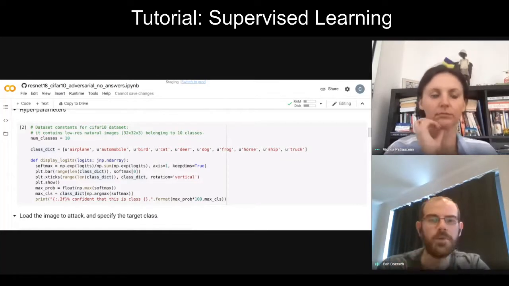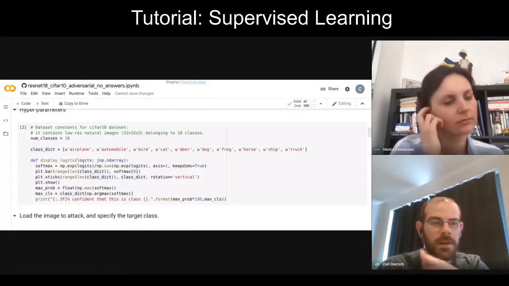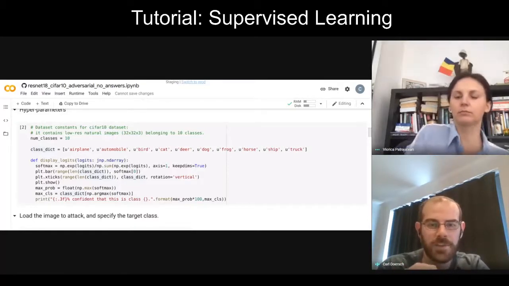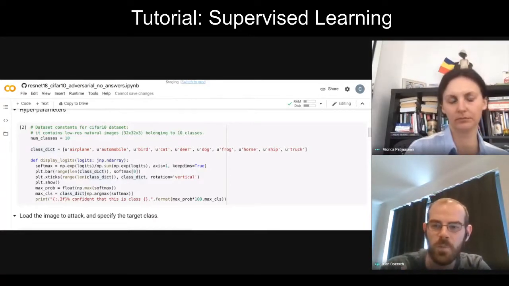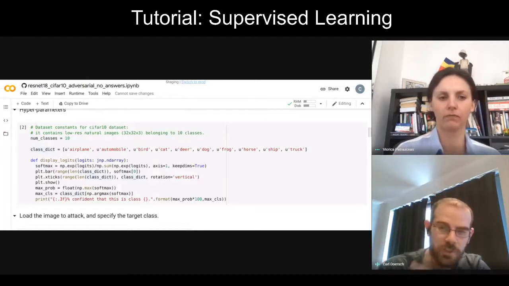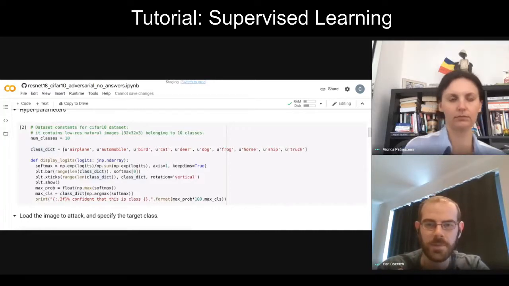However, if you have access to those gradients, those are actually quite useful. They make the attack process happen much faster, just because you get a lot of information about which directions are going to change the classification without having to do a lot of trial and error.